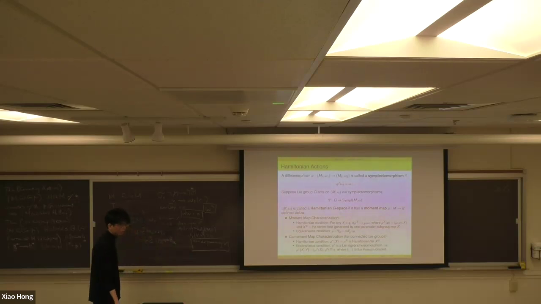Now, the second fundamental definition for this presentation is the Hamiltonian G-space. Just as in any mathematical area, we are concerned with the classification of the objects we just defined. So what's the classification for the symplectic manifolds? We need to have a notion for that.